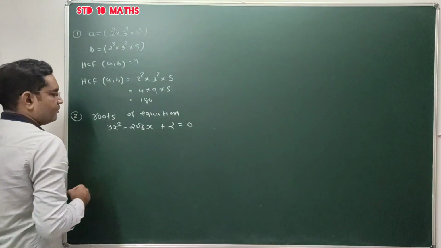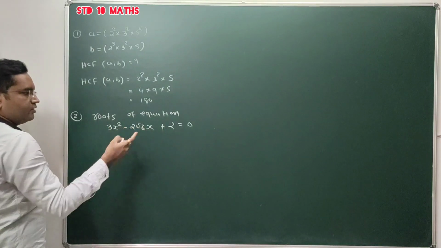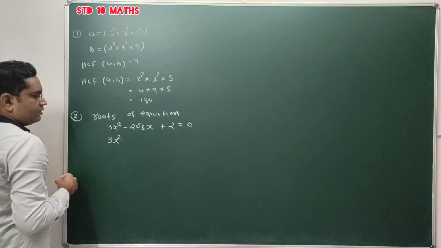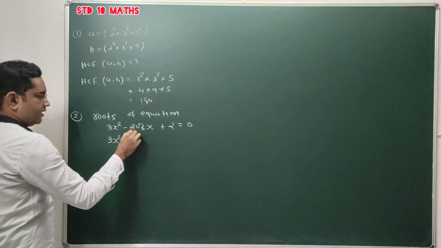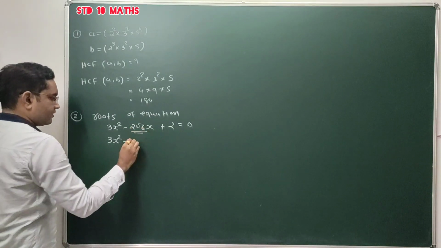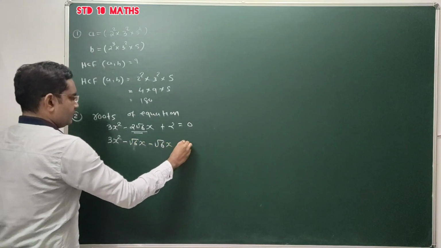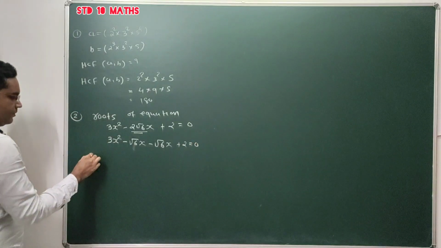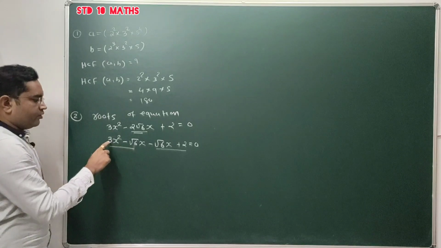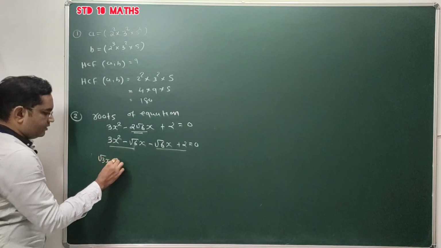So here it can be solved by using factorization. 3 into 2 is 6, whose addition is 2 root 6. So it's root 6 into root 6. So this one is 3x square minus, now splitting this middle term as root 6, so it's minus root 6x minus root 6x plus 2 equal to 0. So here the common factor from 3 and root 6 is root 3 and x. Root 3x is the common factor.